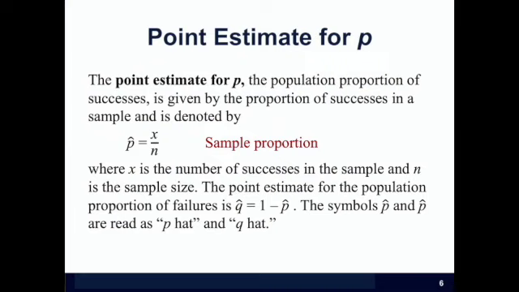As we discussed in the previous idea, what is the point estimate for that population proportion? It is given by the proportion of successes in the sample and is denoted by P hat: the number of successes in your sample divided by the total number of elements in your sample. This number we call the sample proportion. X is the number of successes in the sample and N is the sample size. The point estimate for the population proportion of failures is 1 minus P hat, which we call Q hat.